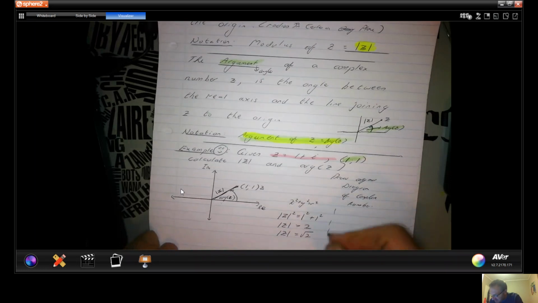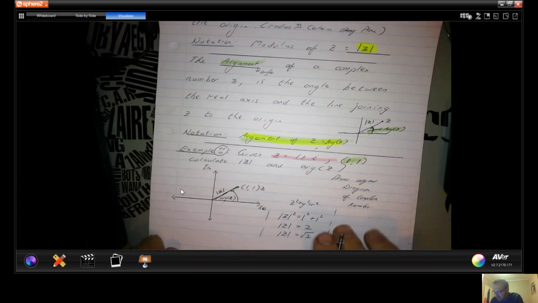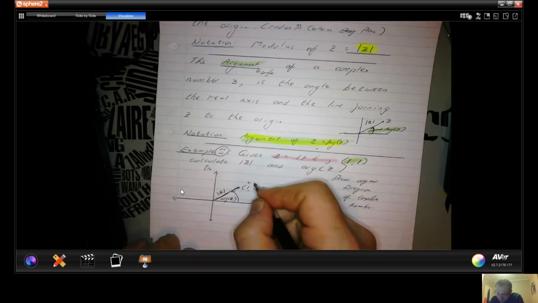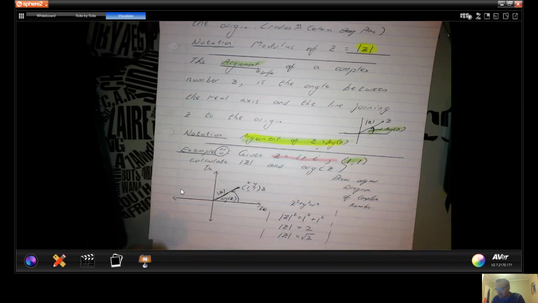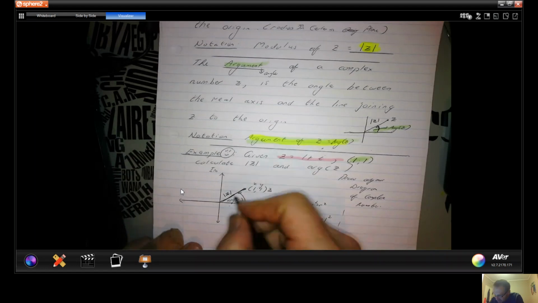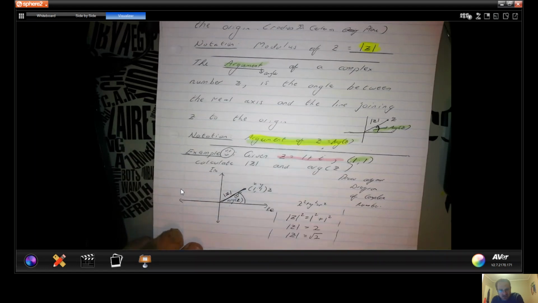Then to find the argument, I've got my old x and y coordinates, and as I say, you're not going to be penalized if you use that notation. I'm going to just label this angle theta like we did in trig. I know the x coordinate and the y coordinate, and I'm going to try to find angle theta. So I know what links up x and y.